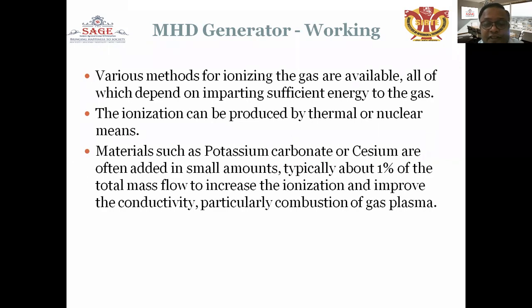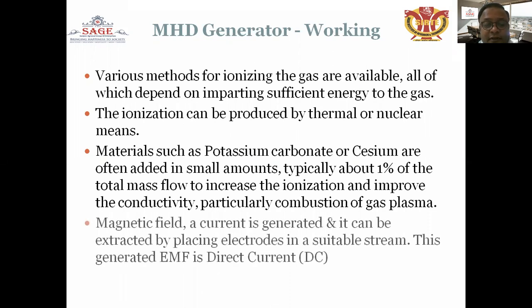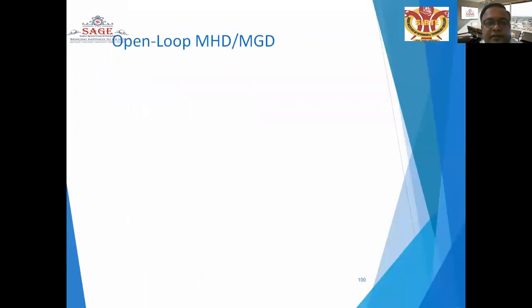Materials such as potassium carbonate or cesium are often added in small amounts, typically about 1% of the total mass flow, to increase the ionization and improve the conductivity of the gas plasma. With the magnetic field, the current is generated, and it can be extracted by placing electrodes in a suitable stream. This generated EMF is a direct current, in short form, a DC.